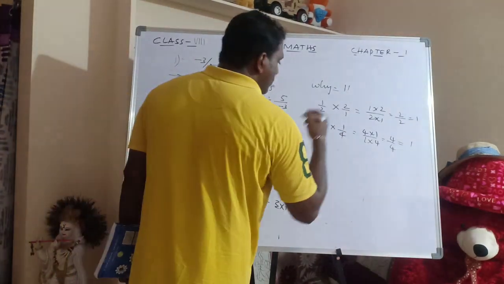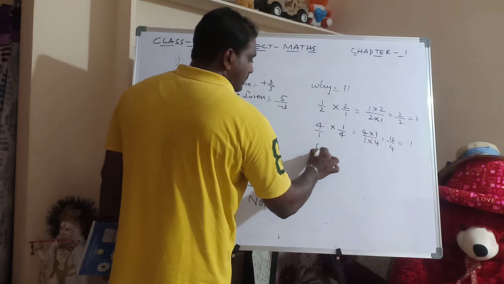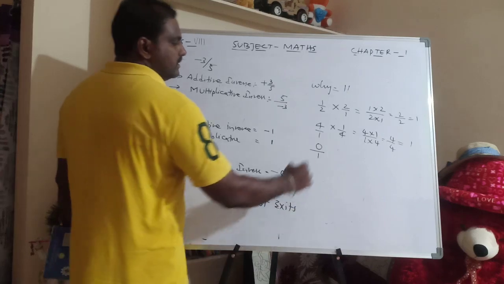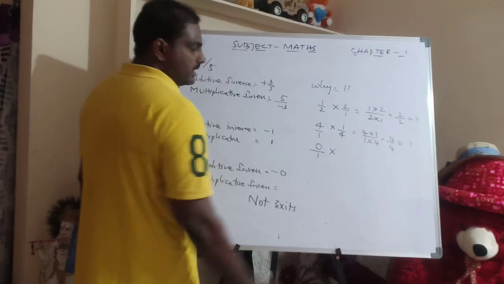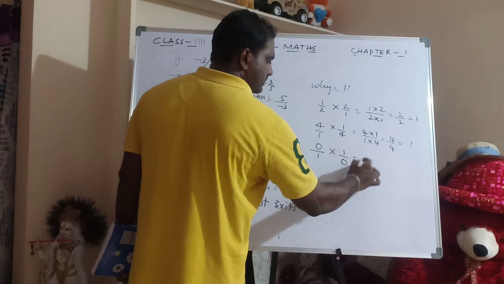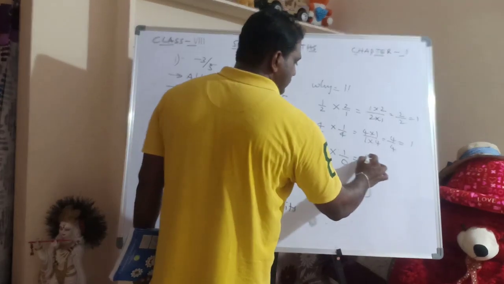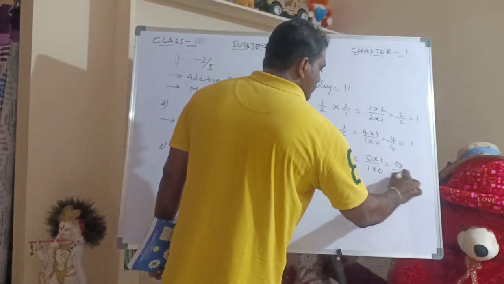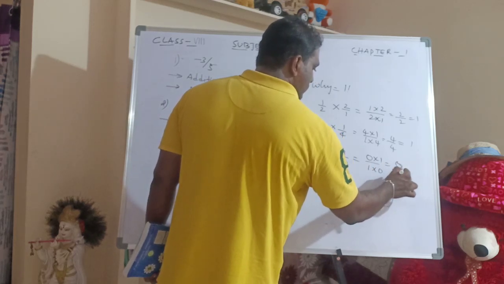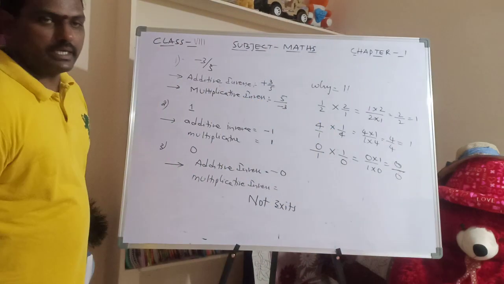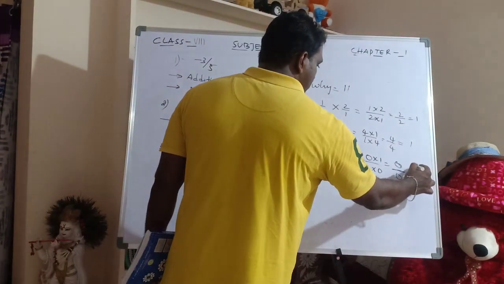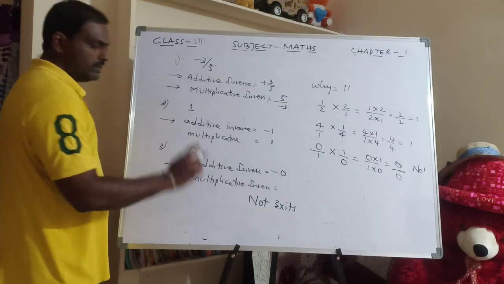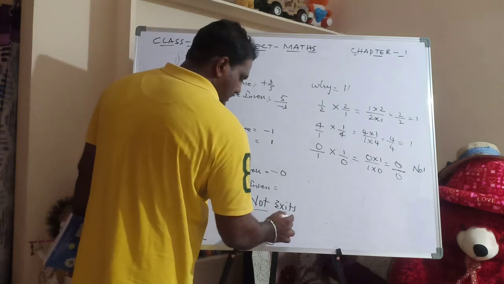Now, if it is 0, if nothing is given, I have to take 0 by 1. Now what is its reciprocal? 1 by 0. Right? 0 into 1 by 1 into 0. How much will I get? 0 by 0. So can anybody tell what is the value of 0 by 0? We don't know. That's why it is not defined. So the multiplicative inverse of 0 does not exist.